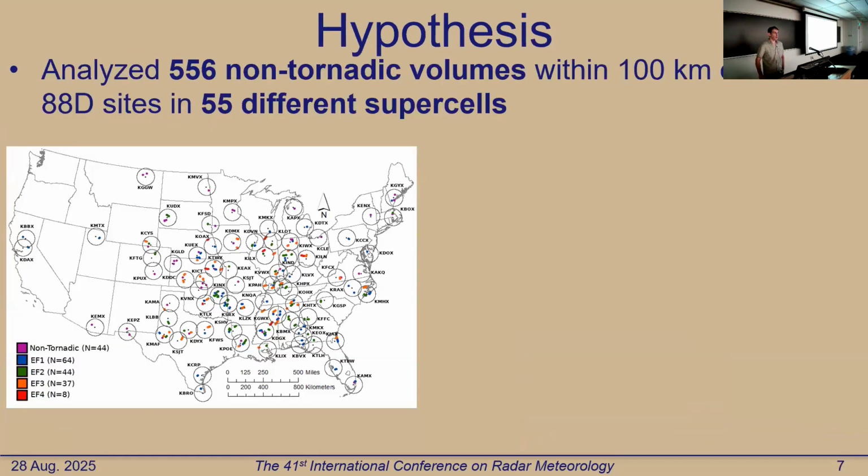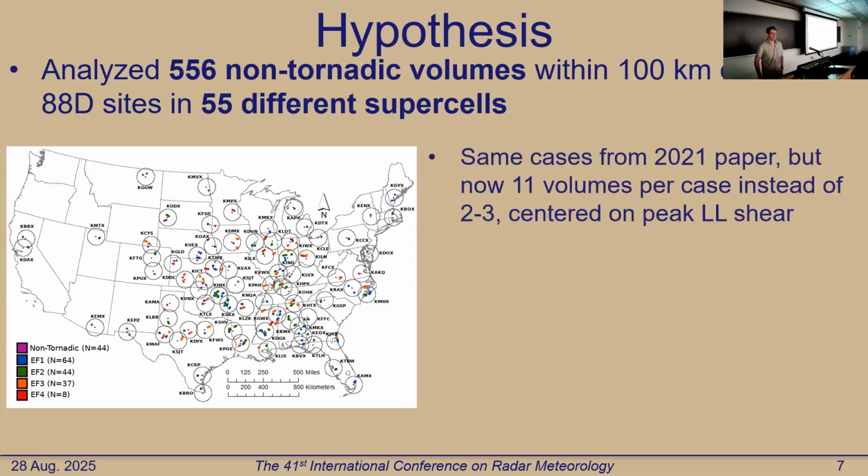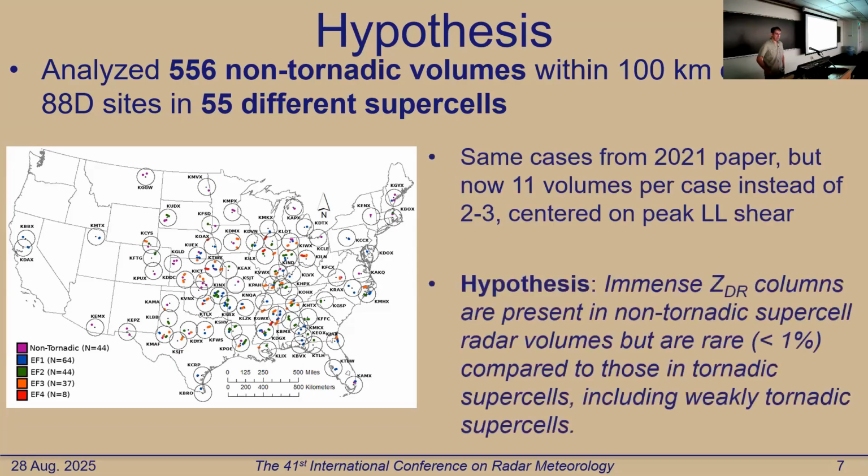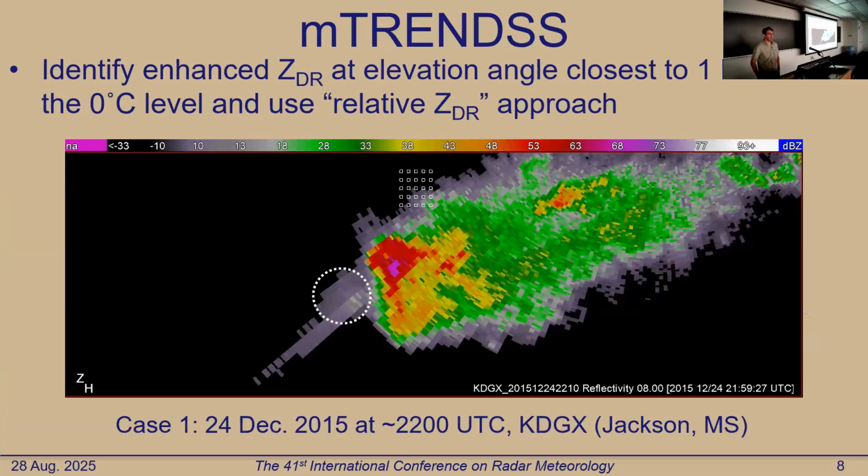So this is still ongoing, but I've gone from 90 to 556 non-tornadic volumes in 55 different supercells. Probably going to add another 20 cases or so and get around 750 volumes. And so our hypothesis is that we would see them, because there were instances where I got close to 40, and 40 is arbitrary, but they would probably be rare based on our preliminary results.